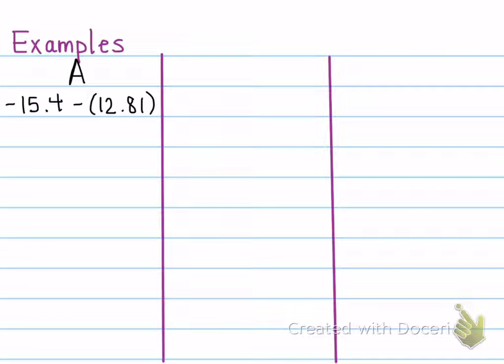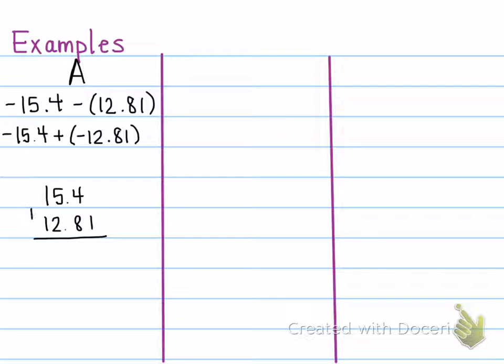So -15.4 minus 12.81, we're dealing with negatives. It's going to become -15.4. The minus is going to become a plus, and that 12.81 is going to become -12.81, or 12 81/100ths. So I'm adding numbers with the same sign, so I'm going to end up adding those numbers and then just keeping the sign. So I'm going to keep the decimals lined up, 15.4, 12.81, or 12 81/100ths. I'm going to add them together.